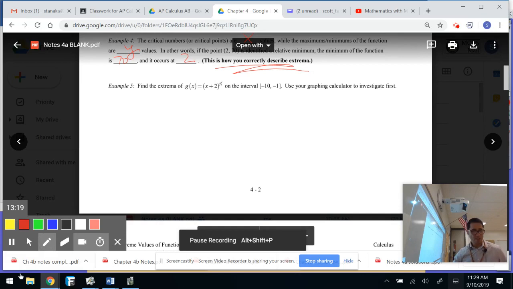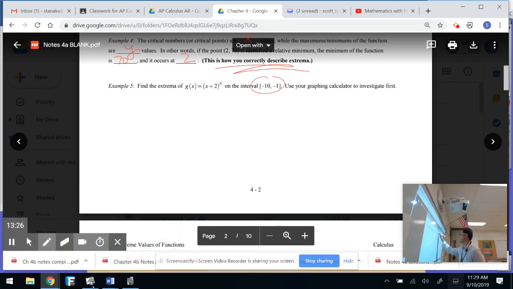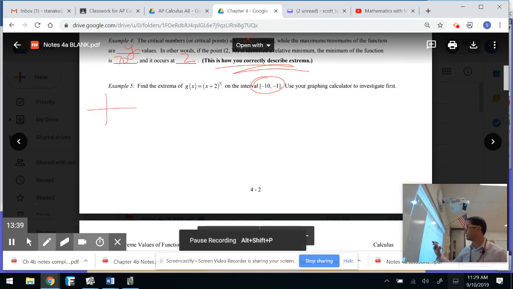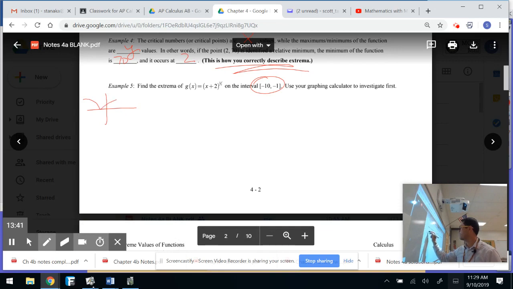Okay, class? Now let's go ahead and look at an example. Okay? And how we do this. Well, it says to find the extrema. Oh, sweet, we've got some endpoints going on there. And it says use your calculator to investigate first. Now that's what you need to do on your own. Okay? If you were to graph that, what would it look like? And I kind of have it here in my notes. But you would get a little something that looked like that.